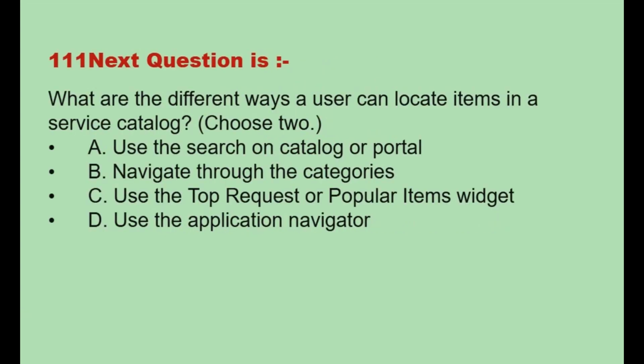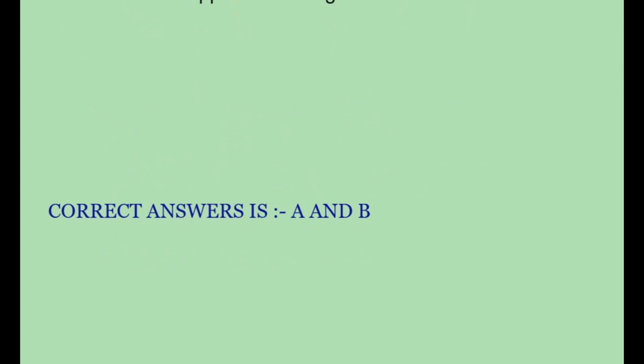Question is, what are the different ways a user can locate items in a service catalog? Choose two options. Option A, use the search on catalog or portal. Option B, navigate through the categories. Option C, use the top request or popular items widget. Option D, use the application navigator. Correct answer is option A and option B.